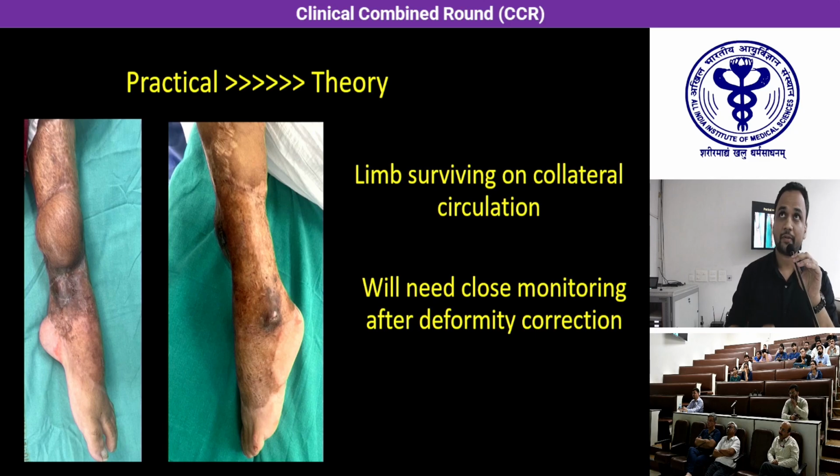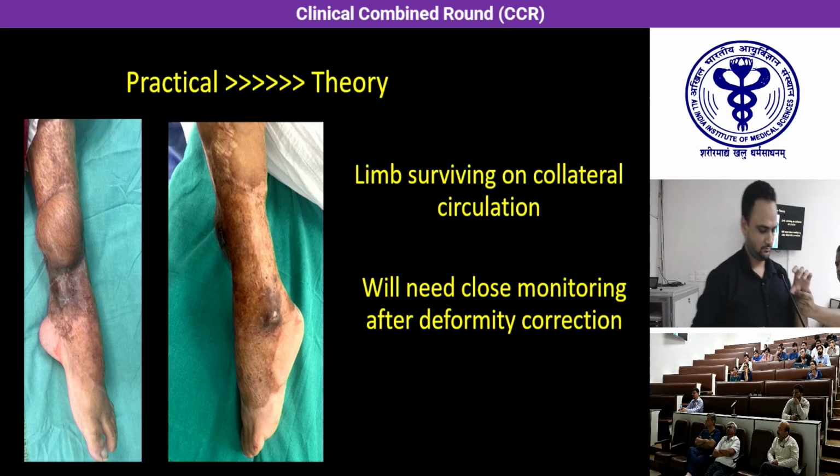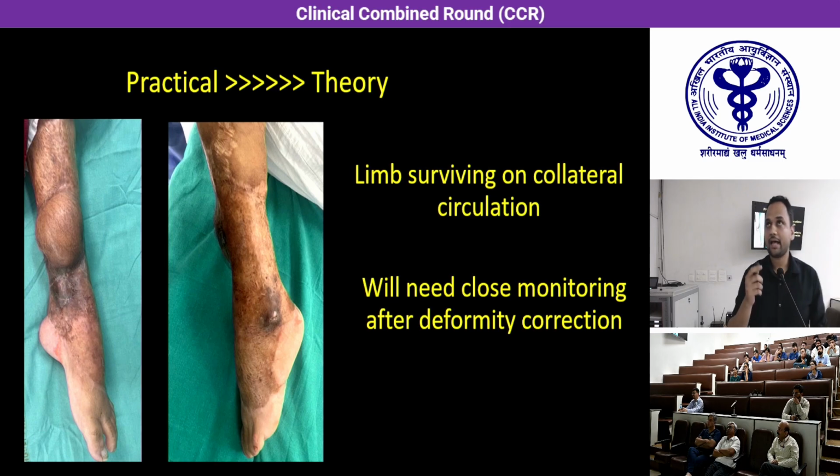So this was the theory part, but in reality, it was not what we had apprehended in this procedure. As we already know that this limb is surviving on collateral circulation, if we acutely correct this foot deformity, the vessels will be stretched and kinked. So we will need to closely monitor the foot vascularity after acutely correcting the deformity.